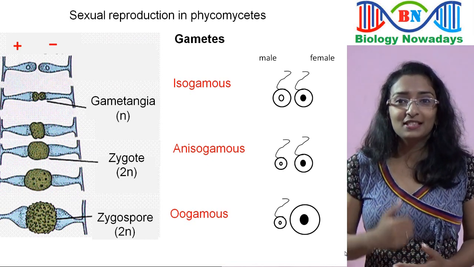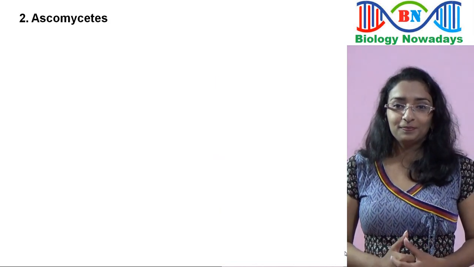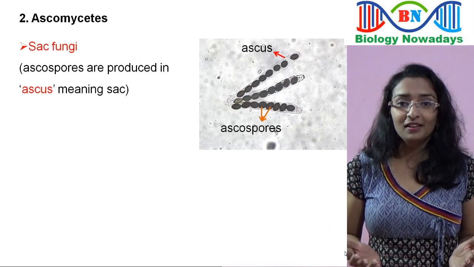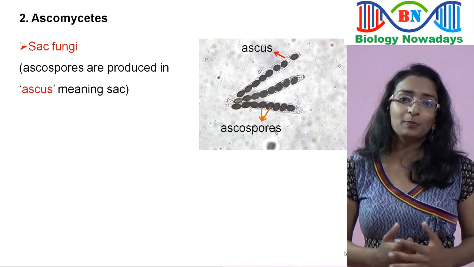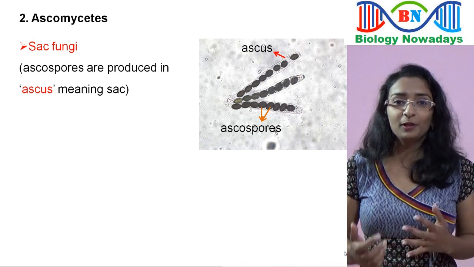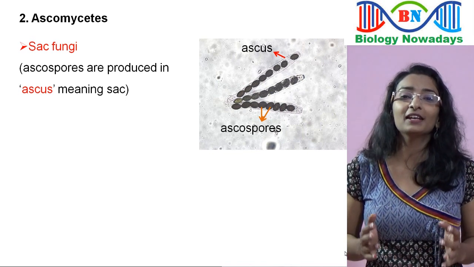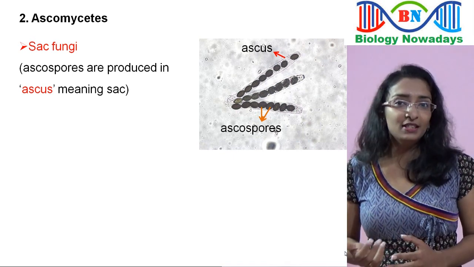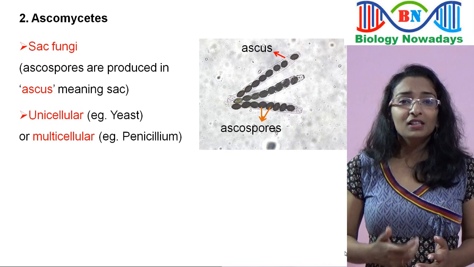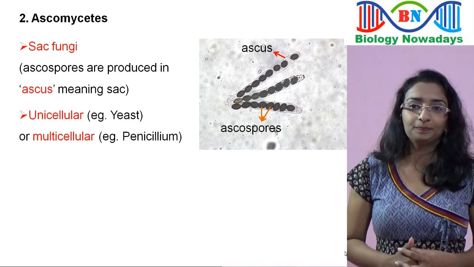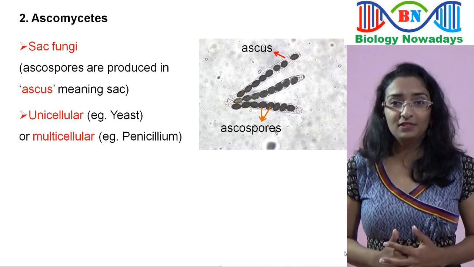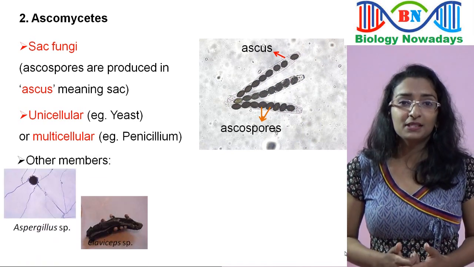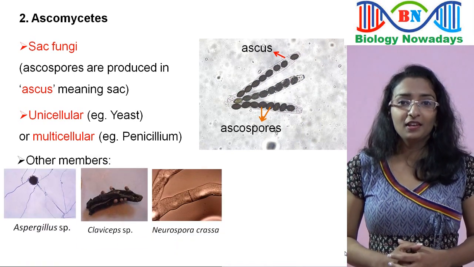Now let's move on to the second group in kingdom fungi, the Ascomycetes. They are called sac fungi because their sexual spores called ascospores are produced in a sac-like structure called ascus. Ascomycetes can be unicellular like yeast or multicellular like penicillium. Some of the other members of this group belong to the genus Aspergillus, Claviceps and Neurospora.